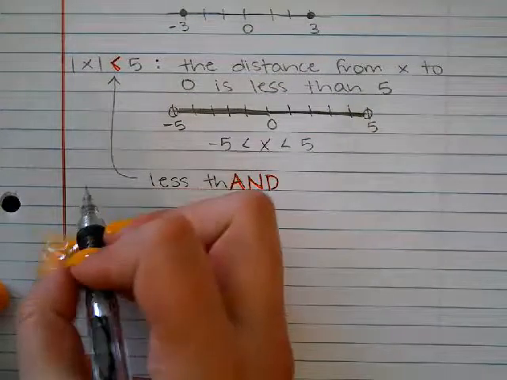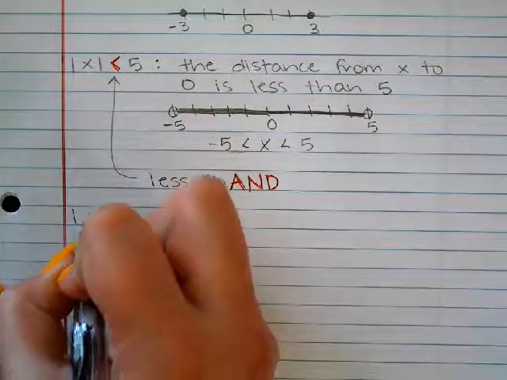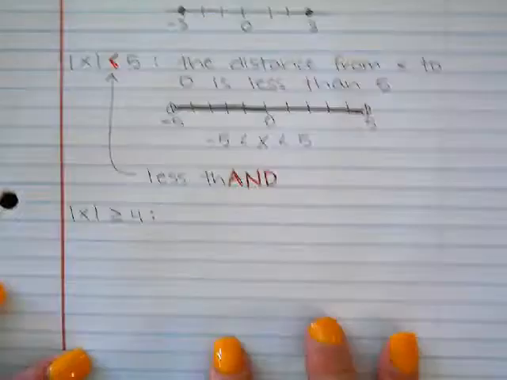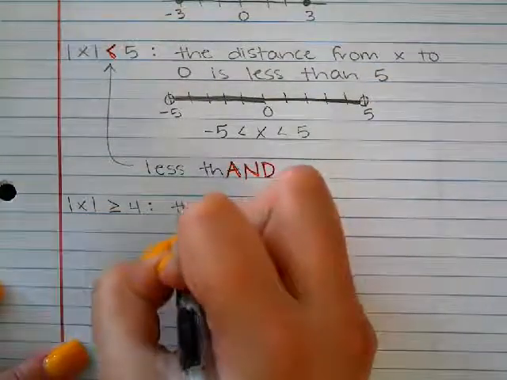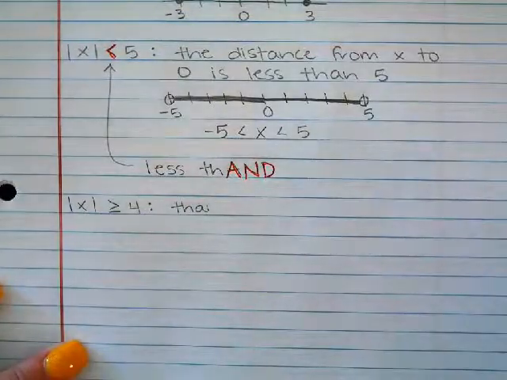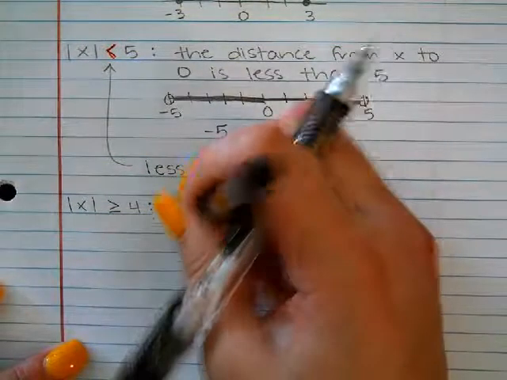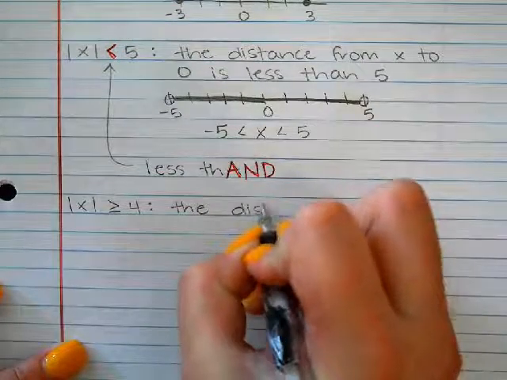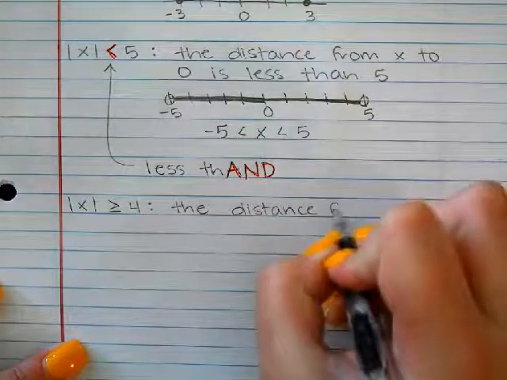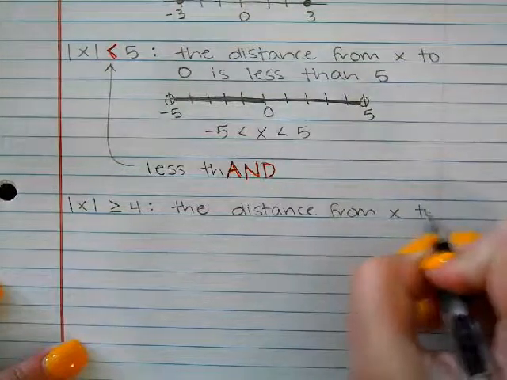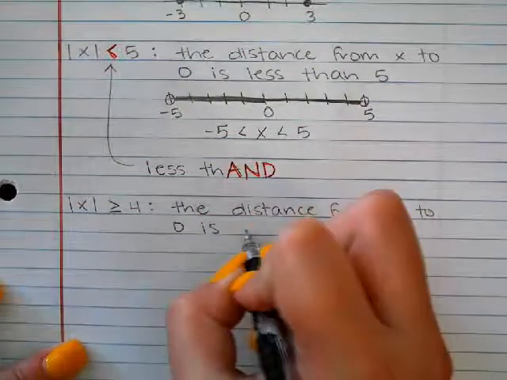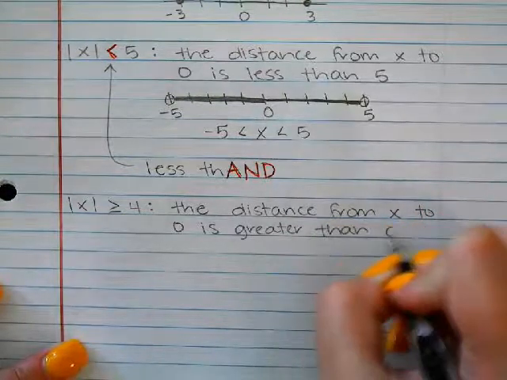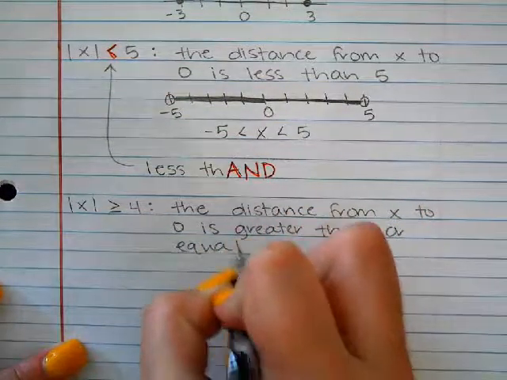We got absolute value of x is greater than or equal to 4. And this means the distance, I wrote the with an A. No, nobody? Okay. The distance from x to 0 is greater than or equal to 4.